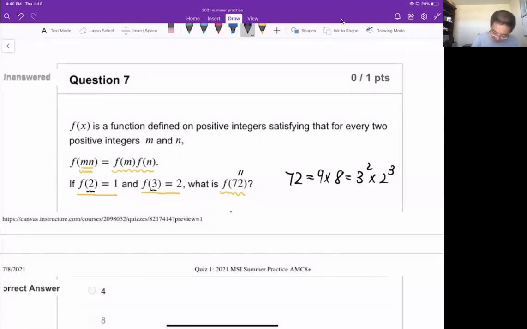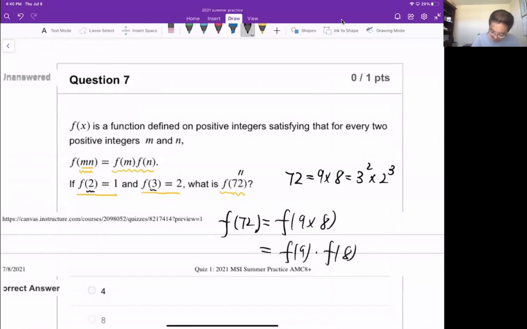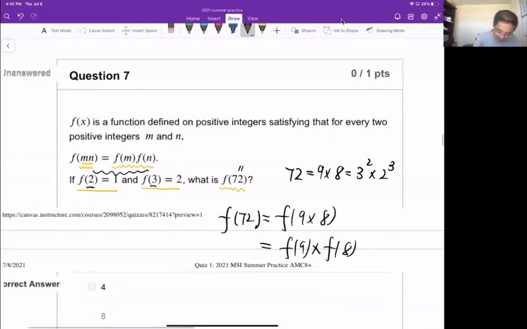All right. So then I have f(72), which is just f(9 times 8). So this is just f(9) times f(8). That's just how we define it, right? So this is the multiplication.